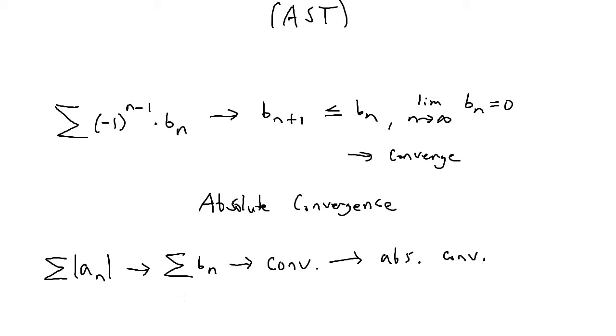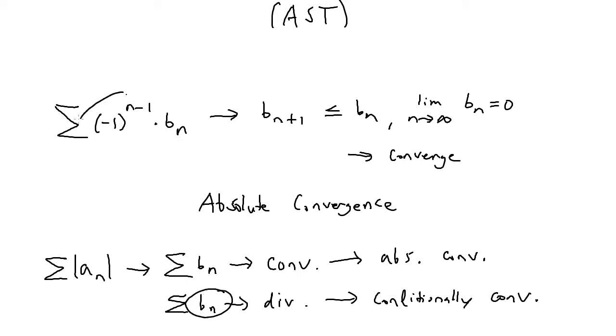However, if the series of b sub n diverges without the help of the alternator, then we know the series is conditionally convergent. So once again, if it's conditionally convergent, b sub n basically needs the help of the alternator to become convergent. Otherwise, without it, it will be divergent.